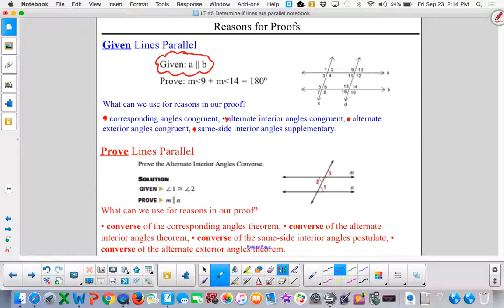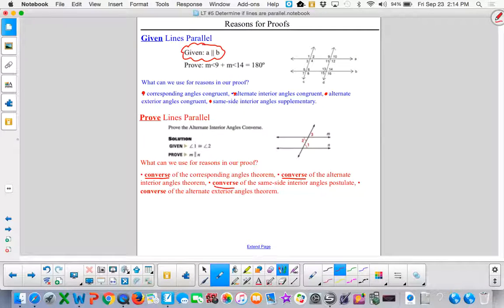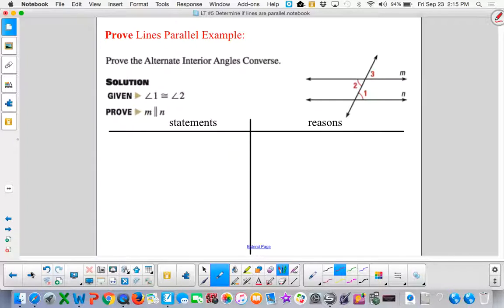Now, if we want to prove lines parallel, the only thing we can use is the converse of the corresponding angles theorem, the converse of the alternate interior angles theorem, the converse of the same side, and the converse of the alternate exterior. So notice the converses are used to prove lines parallel. So you can think of the shoe as a converse. To prove lines parallel, you got to put on your Converse shoes. Now, let's look at this proof. Pause this movie, try this on your own, and press play when you are finished.